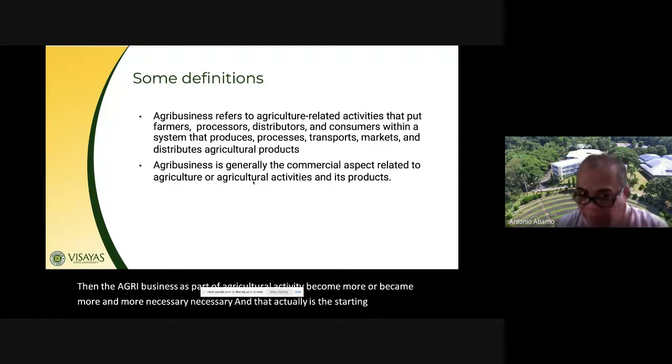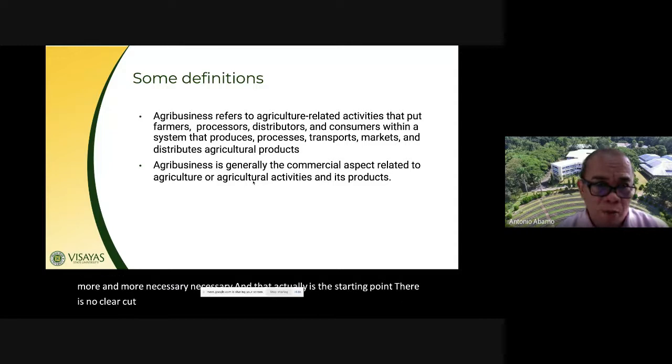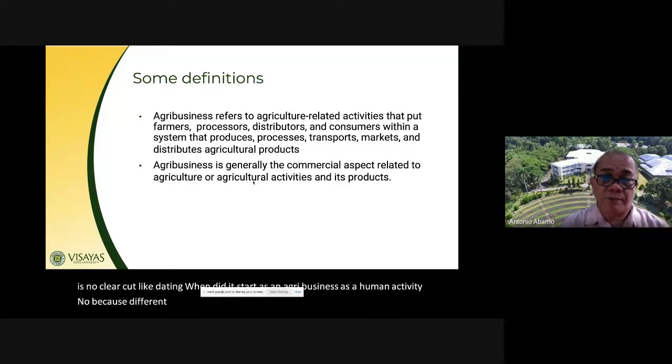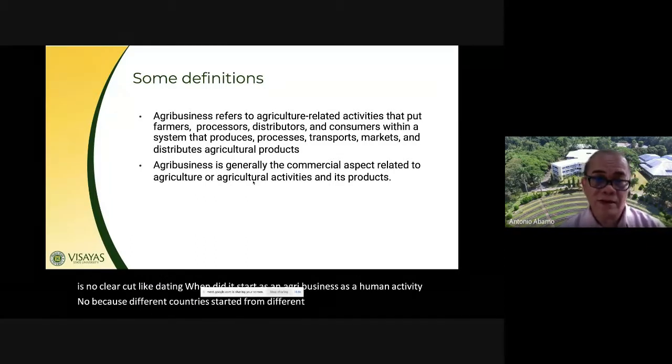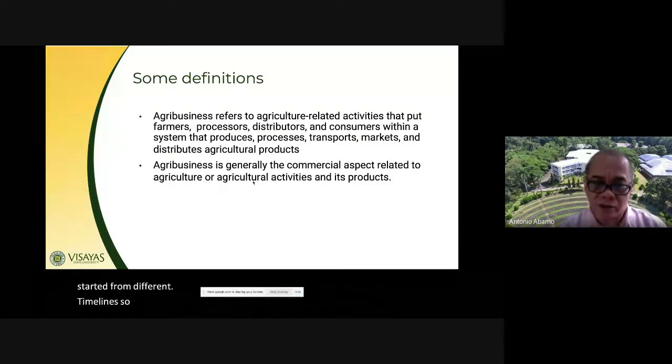There is no clear-cut dating of when agribusiness started as a human activity, because different countries started from different timelines. So that's the cutting point there.